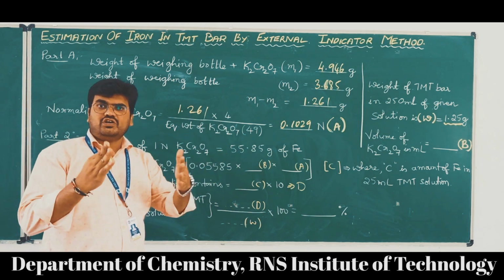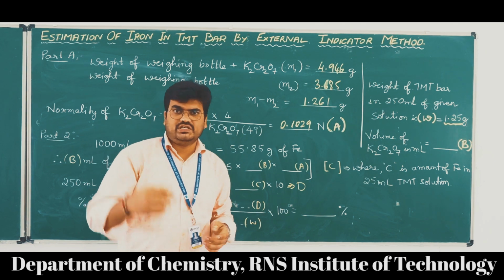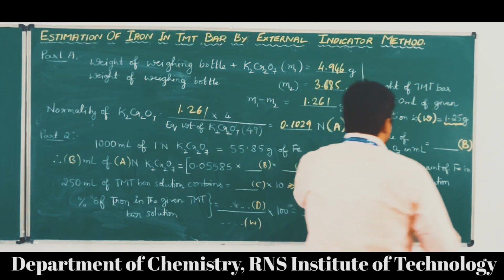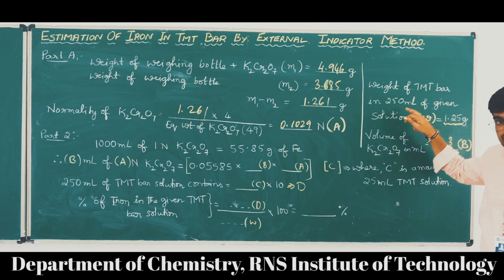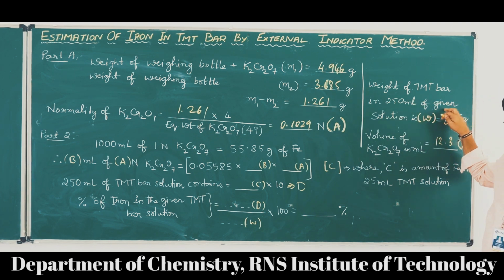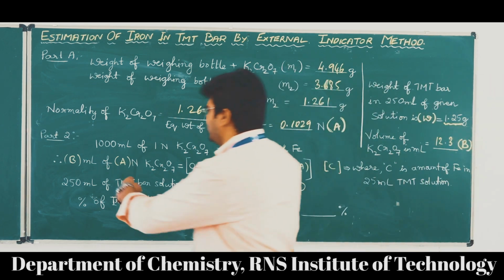And then we have got the concordant value. The first trial we got 13, and for the second and third trial we got 12.3. So as I have shown, right? That concordant value we have to write, it is 12.3. Okay, and this is the weight of TMT bar that we are going to take in 250 ml standard solution. That is a given value, and it is 1.25 gram. Okay, so now using all these data we can easily calculate, and this is an approximation.